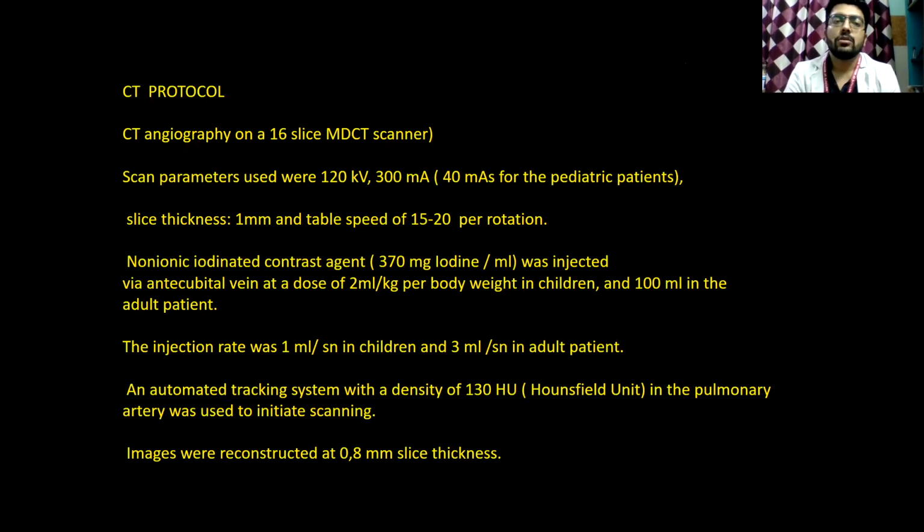breath hold. So the CT protocol we follow on a 16 slice MDCT scanner is 120 kV, 300 mA, slice thickness of 1 mm, table speed of 15 to 20 per rotation, non-ionic iodinated contrast agent 370 milligram iodine per ml at the rate of 2 ml per kg body weight. In adults can give 100 ml, ideally 50 to 80. The injection rate was 1 ml per second in children and 3 ml per second in adults. An automated tracking system with a density of 130 HU in the pulmonary artery was used to initiate scanning. Images were reconstructed at 0.8 mm slice thickness.